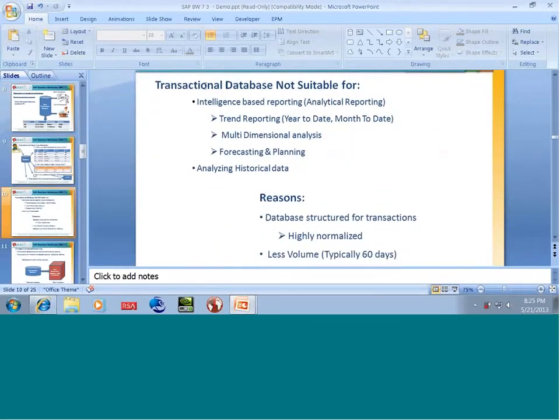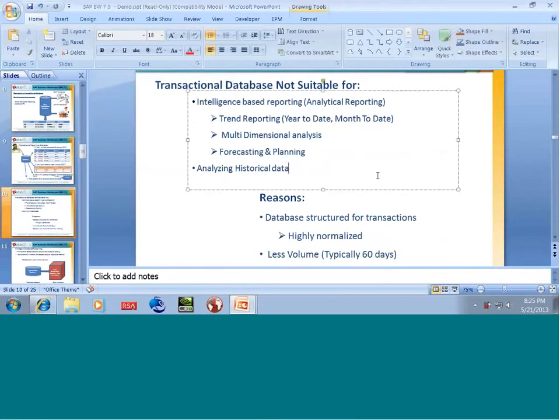Okay, so let's take a real quick look at the transactional database. This slide covers what it's not suitable for. It is not suitable for intelligence-based reporting. If you want to do trend reporting, like year to date, what was my data a year prior to this year, or a month prior to this current month? That is called trend reporting. If I'm going to compare my existing data for the current year to a previous year or a previous month, I'm doing trend reporting.